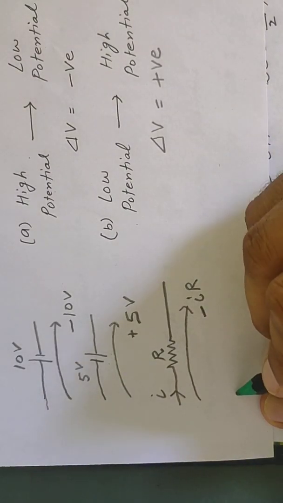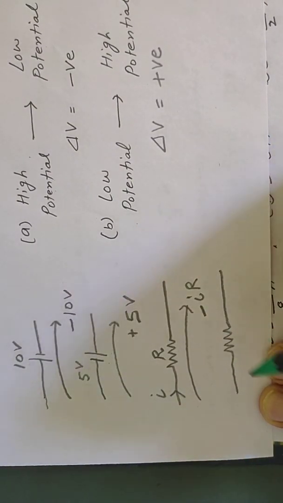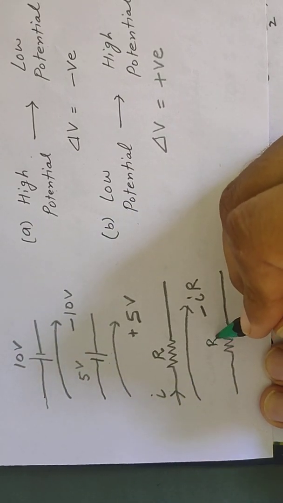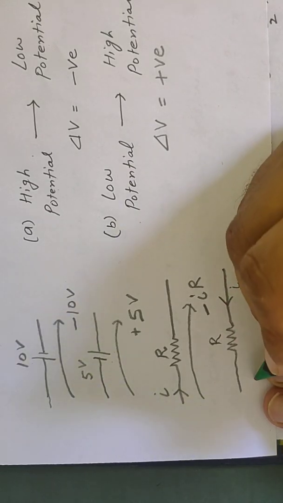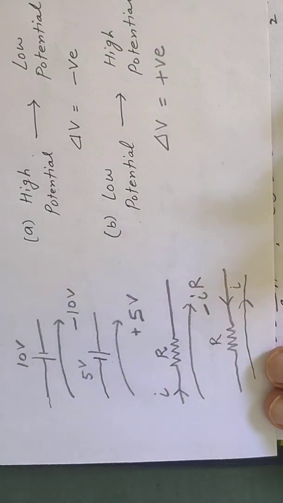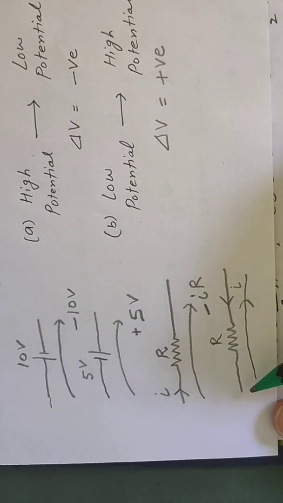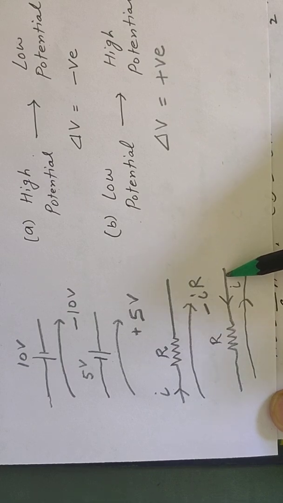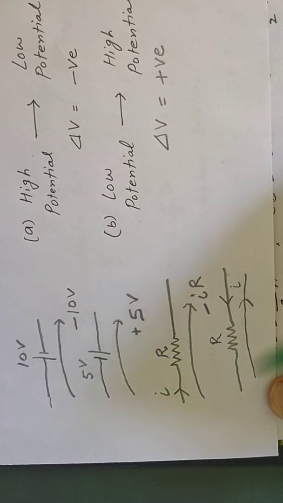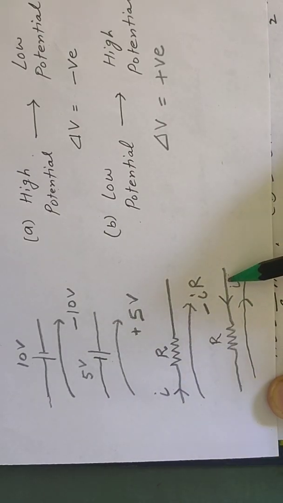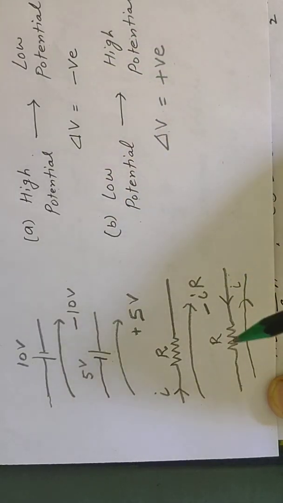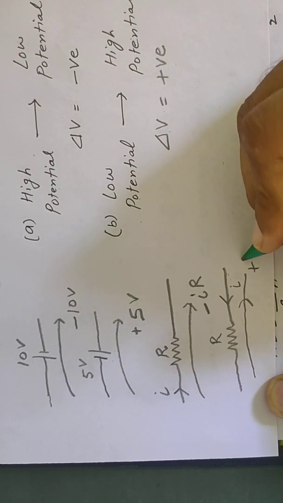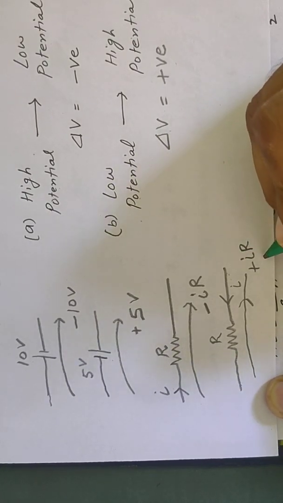Now this is the resistance, say it is R, and the current is flowing from this side and we are moving in this side, then here we are going from low potential to high potential. As we know that current always flows from high potential to low potential, so we are going from low potential to high potential. So when we go from low potential to high potential, we take the change in potential as positive, that is IR.